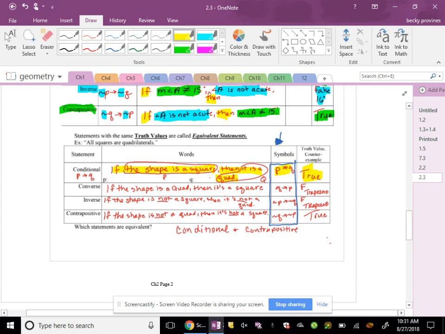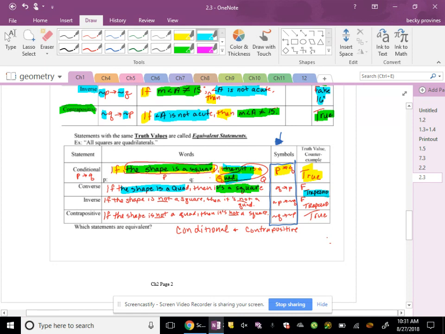So converse, let's flip it. Remember how we flipped it last time? I'm going to take this beginning part and put it at the end, and then I'm going to take the ending part and put it at the beginning. So if the shape is a quadrilateral, then it's a square. But guys, that's false because it could be a quadrilateral and be a different four-sided shape. And I said trapezoid.